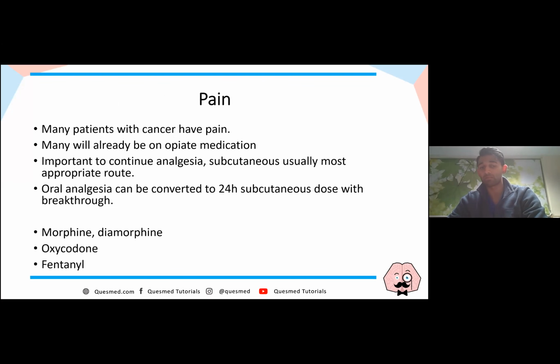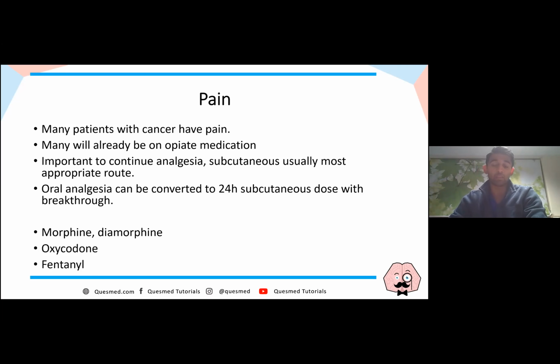Cancer pain is very, very common. Opiates are very good in general terms for cancer-related pain. The other thing which is quite good is steroids. So if you have liver-related metastatic pain or bone pain, steroids can be useful. In general, morphine and diamorphine are used. Oxycodone is slightly more renal friendly, doesn't accumulate as much if you have a renal impairment, and fentanyl more so.